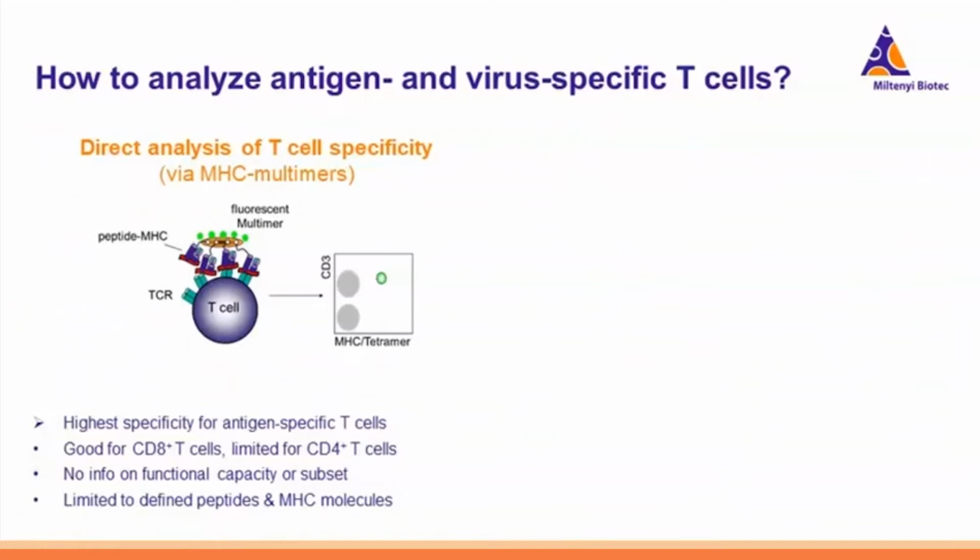But how can we analyze antigen and virus specific T cells using flow cytometry? Generally, the methods can be classified into two main categories. First, there are the direct analysis methods, which analyze T cell specificity via peptide MHC multimers. These methods are really specific to detect antigen and virus specific T cells, and they work very well for CD8 positive T cells, but only in a limited way for CD4 positive T cells. They also do not provide any information on the functional capacity of the T cell subset, and work only with defined peptides and MHC molecules.